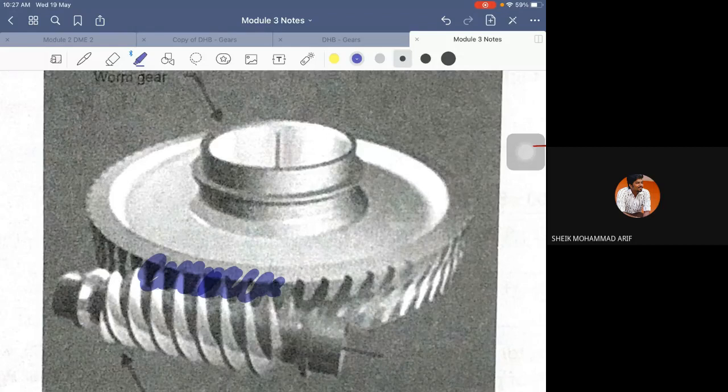The additional parameter which should be taken care of is the heat generated. Since your rubbing is more, automatically the heat generated would be more. So that you have to take care of. That is one disadvantage with the worm wheel. Okay.